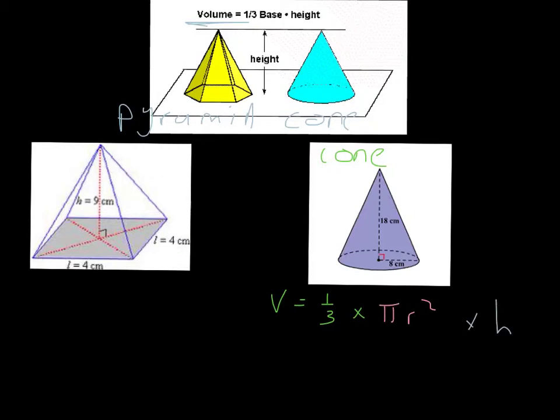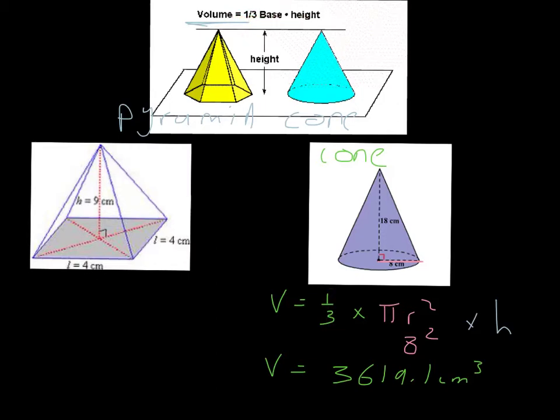So in this case, the radius is 8. So we can just say pi times 8 squared. If we put it all in our calculator, our volume is going to end up being 3,619.1 centimeters cubed.